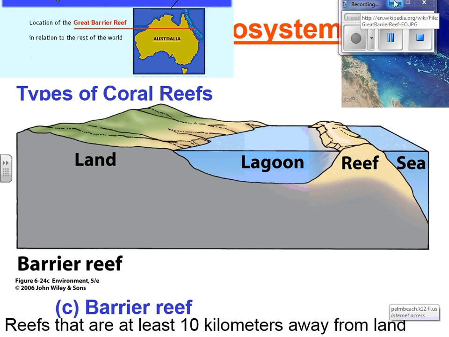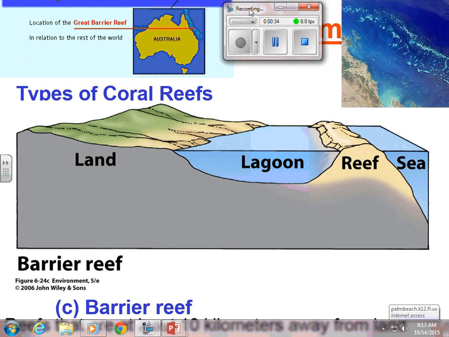And your last type of coral reef is the barrier reef. You're probably familiar with the Great Barrier Reef off the coast of Australia here. This is an area where we have a reef that's at least 10 kilometers away from land. Here's a picture.